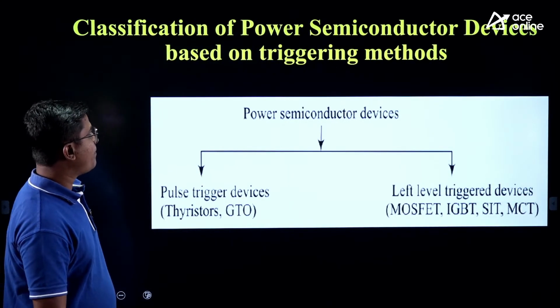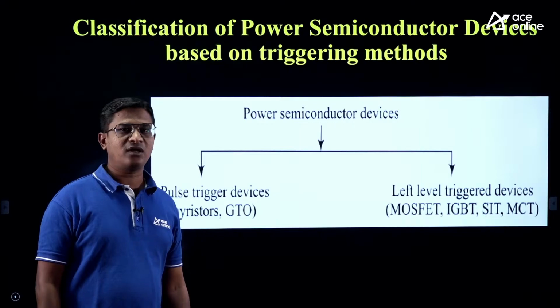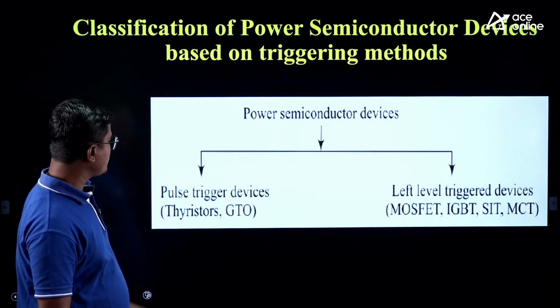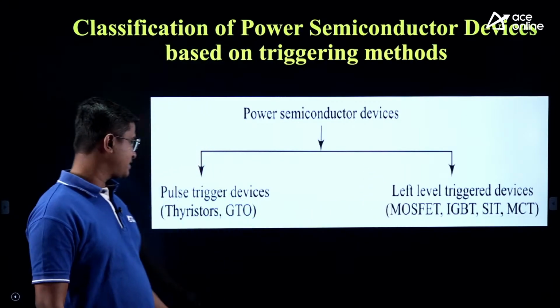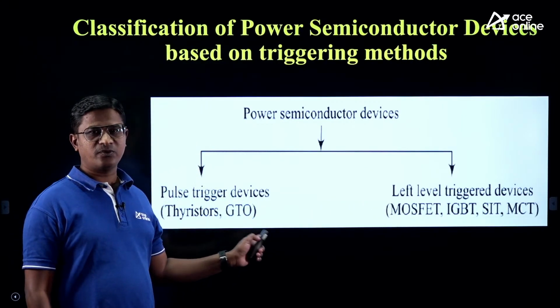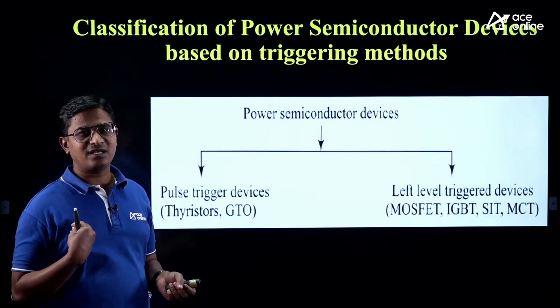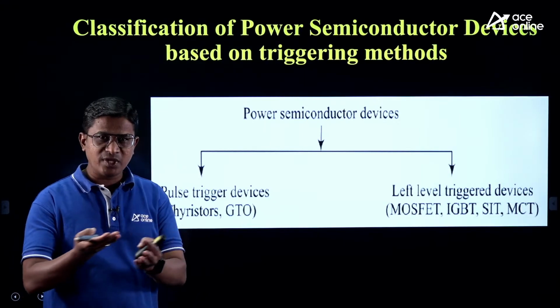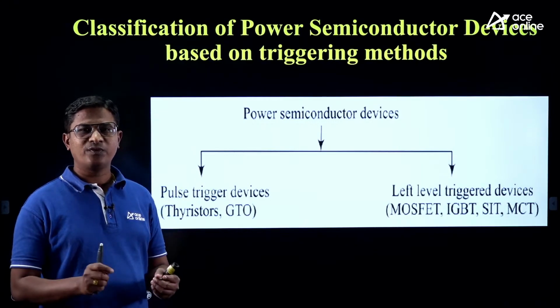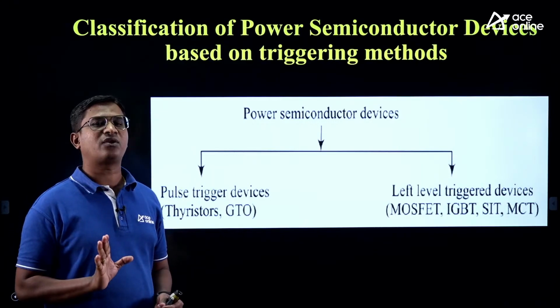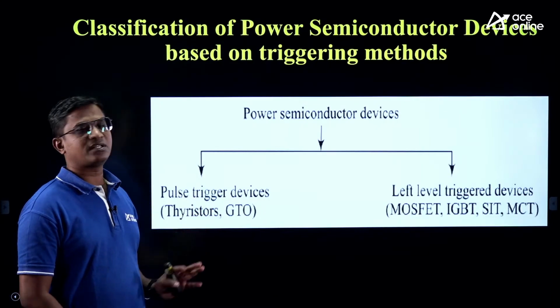Next, classification of power semiconductor devices based on triggering methods, okay. So pulse triggered and level triggered devices. In pulse triggering we have SCR and GTO. We know that once SCR and GTO turn on, even if I remove the gate signal, my SCR will continue in the on state. So a very small pulse is required to turn on the device, so that's why it is pulse triggered.